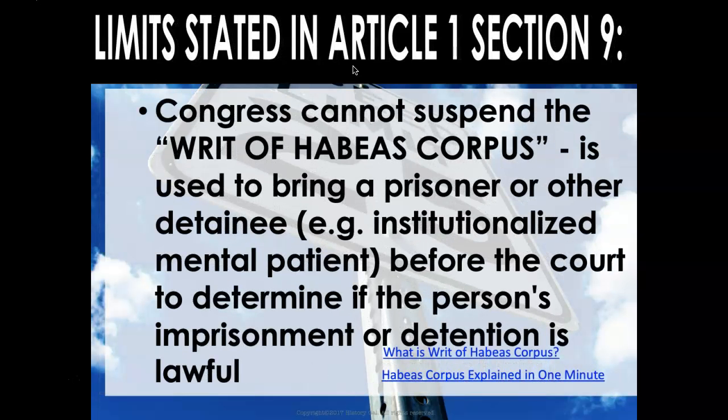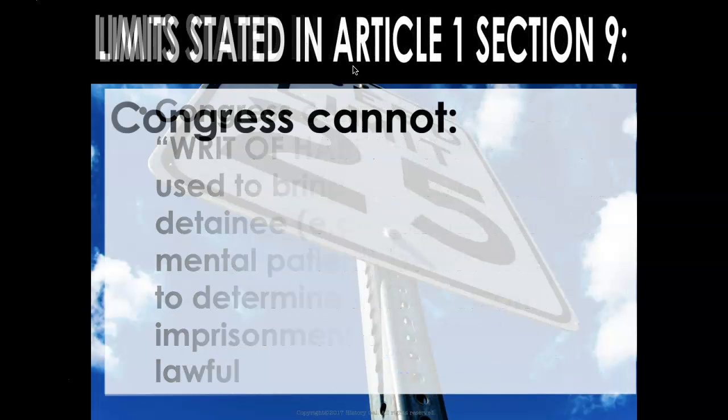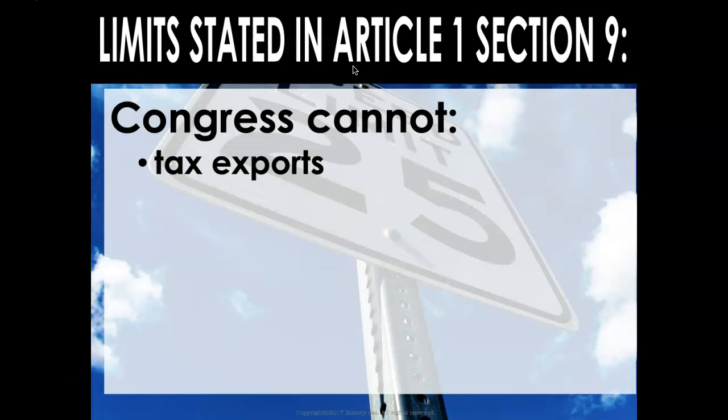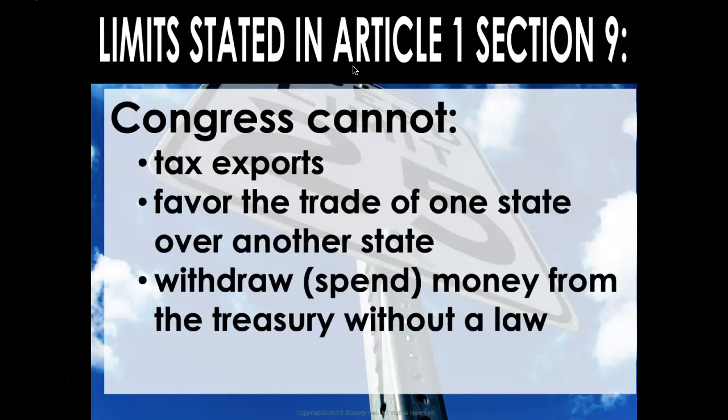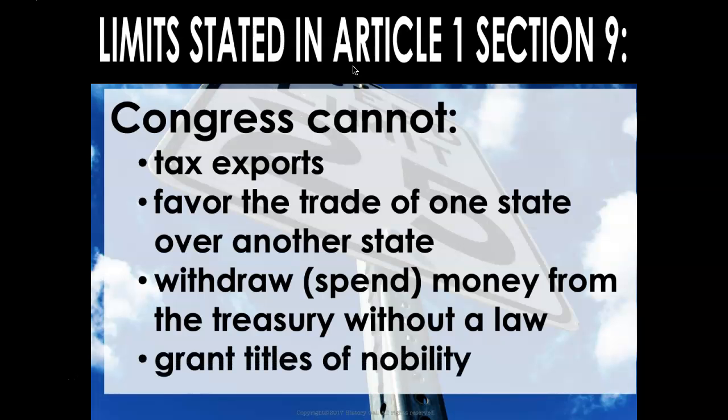Now, Congress cannot suspend the writ of habeas corpus, which you might not know what that means, but basically this is used to bring a prisoner or other detainee, or an institutionalized mental patient, before the court to determine if the person's imprisonment or detention is lawful. Congress also cannot tax exports, favor trade of one state over another state, withdraw money from the treasury without a law, or grant titles of nobility. These things are prohibited.